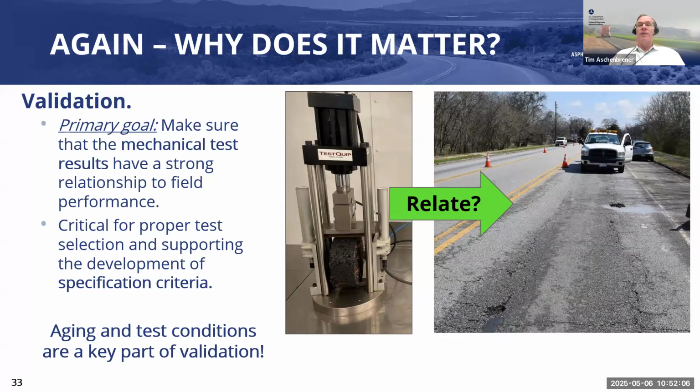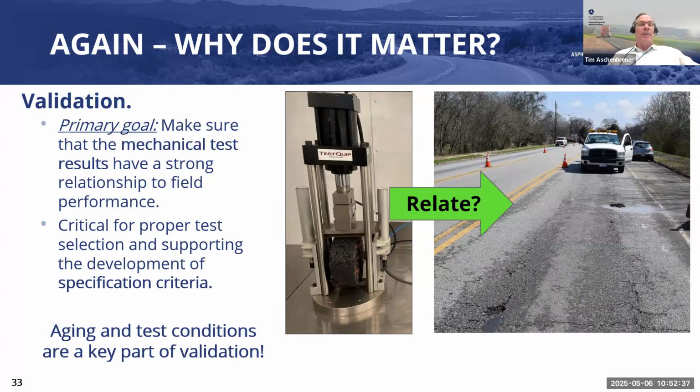If you're looking at a certain type of distress, does this test and the test result relate to that type of distress? In this case, if you're looking to use this particular test for thermal cracking, you're probably not going to reduce the amount of thermal cracking in your state. However, if you use this test for top-down or bottom-up fatigue type cracking, you can probably make improvements in pavement performance. So first of all, we want to pick a test that relates to the type of distress.